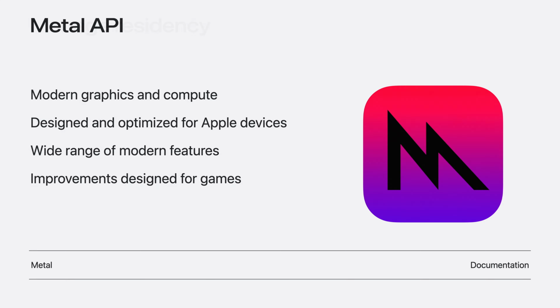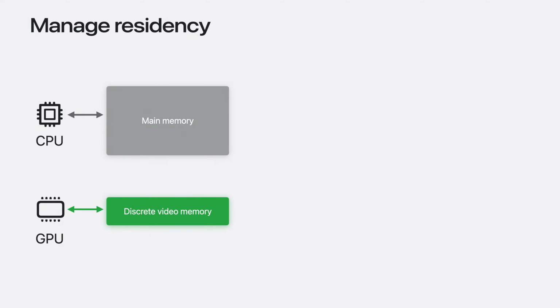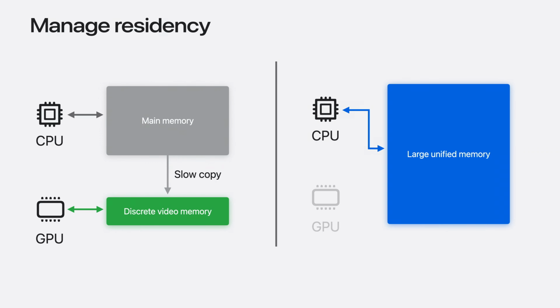First up, resource residency. On other platforms, GPUs can have their own limited separate memory. Games copy resources into them, and as long as they fit within the limited size, the game can access them efficiently. On the Apple platform, the unified memory model gives your GPU access to very large amounts of memory. But you need to tell Metal which resources to make resident in order to access them.